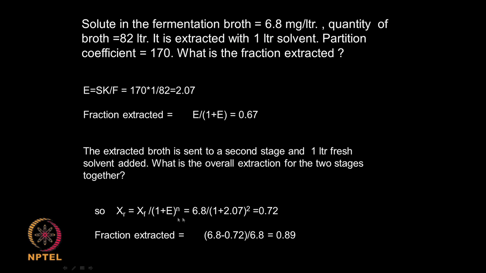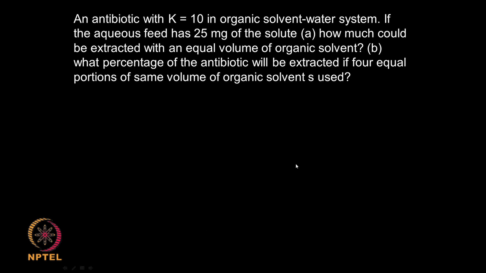I know the E, I know XF is 6.8. So, my XR becomes 0.72, and the fraction extracted is 6.8 minus 0.72 divided by 6.8. So, it becomes 0.89, 89%. So, in the first stage I am extracting 67%, and overall in the second stage I am extracting 89%. So, it is good to have two stages. But of course, I have used 1 liter solvent in the first stage and another 1 liter solvent in the second stage.